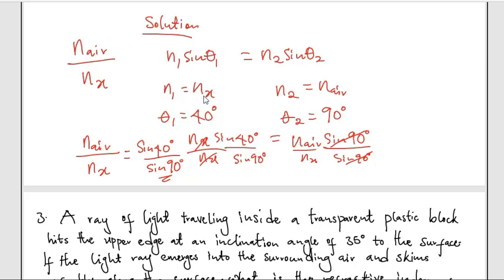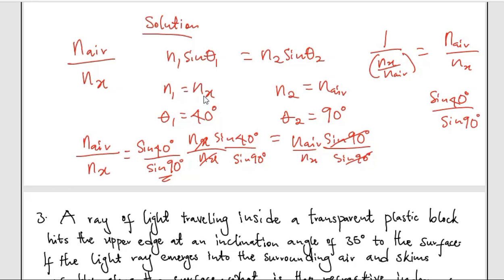Another way, you can just do the inverse of the refractive index of X with respect to air. So once you do the inverse of that, NX over NA, what you get is the refractive index of air with respect to X, and that will still give you your sine 40 degrees over sine 90 degrees. If you don't understand, you can pause the video and make sure you grasp it.